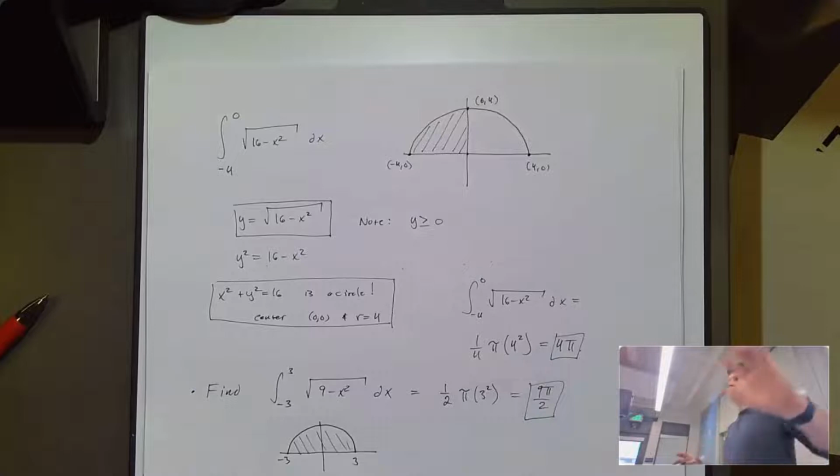So those are the two kind of specific types of integrals where you're kind of expected to just draw a picture and then find the area that way instead of trying to calculate the antiderivative.